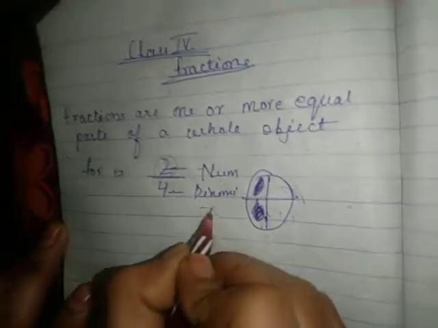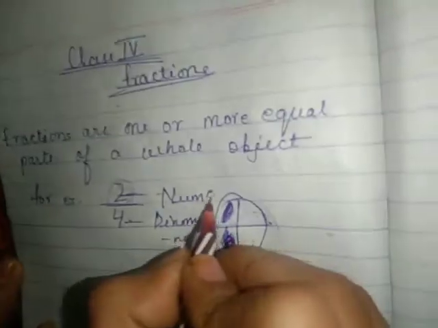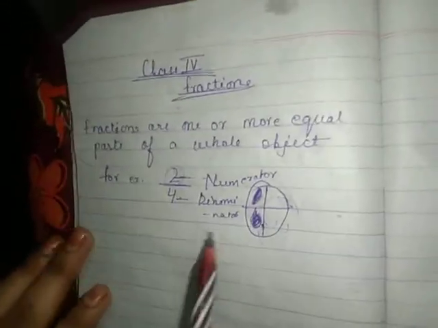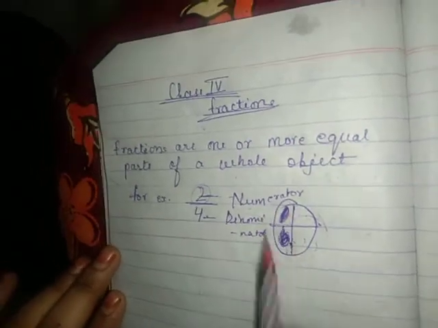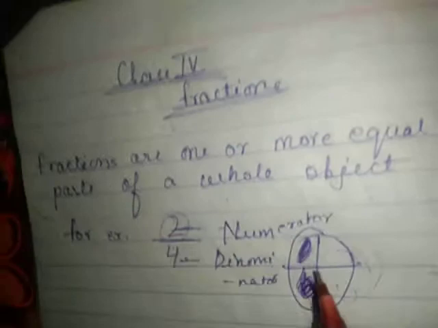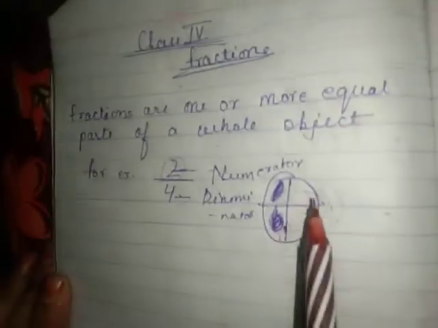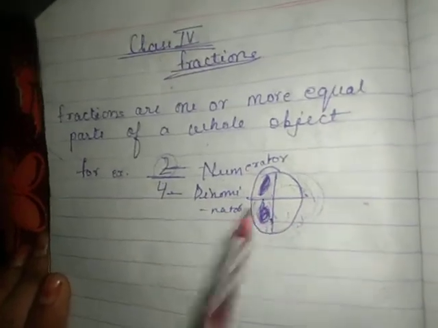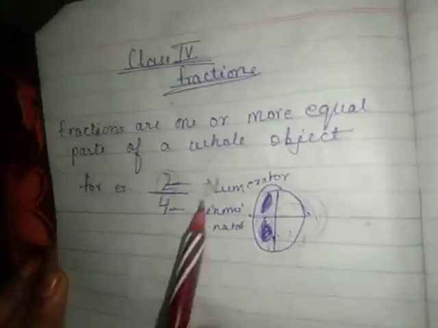Understood? What is the numerator and what is the denominator? The upper part is called the numerator and the lower part is called the denominator. In the lower part we write into how many parts the object is divided. I divide the object into 4 equal parts, so the denominator is 4, and I color 2 equal parts, so 2 is the numerator.